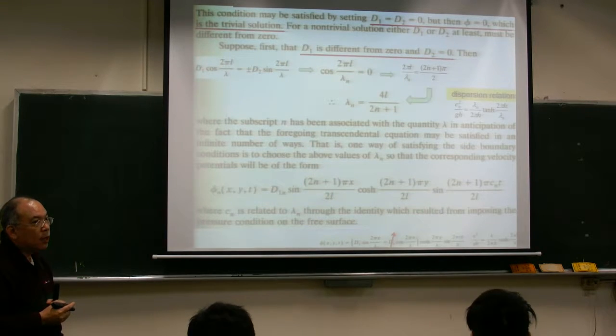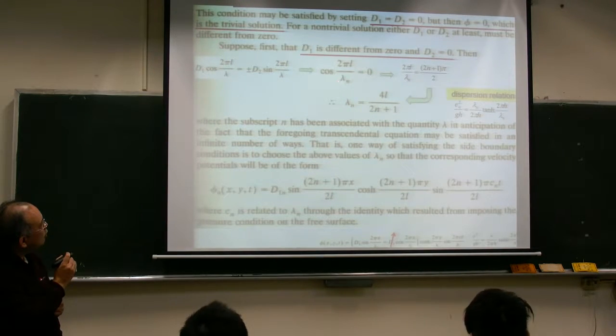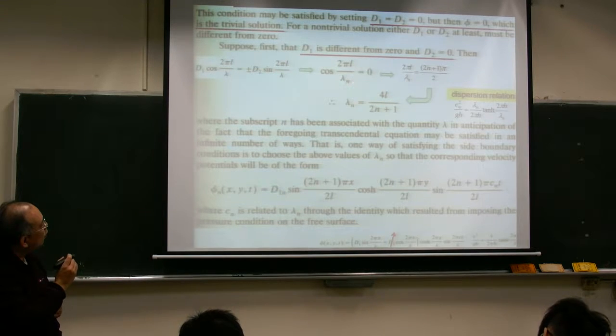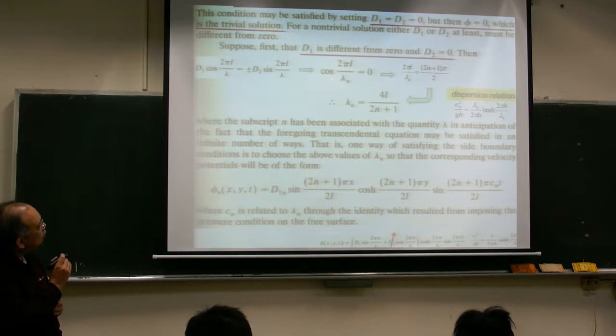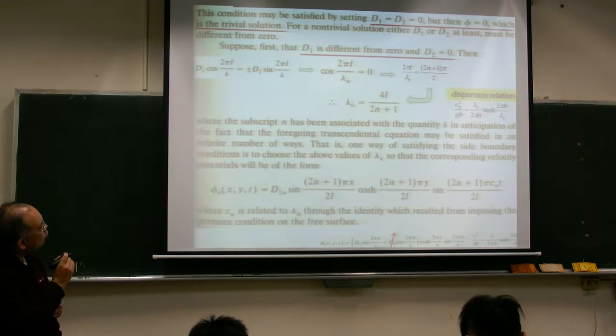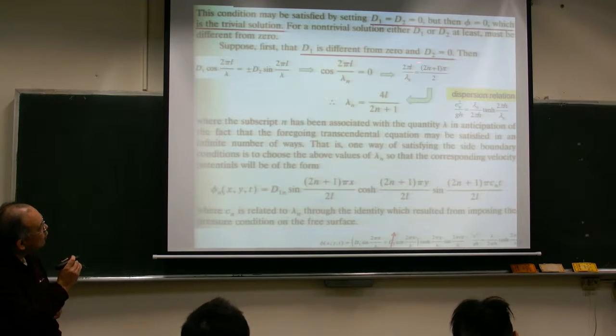0. So for certain lambda n, with n equal to 0, 1, or 2, we can satisfy this formula. The cosine of 2 pi L over lambda n is equal to 0, and we can have 2 pi L over lambda n equal to 2n plus 1 times pi over 2. This is the only condition. When this condition is satisfied, our cosine will be equal to 0.